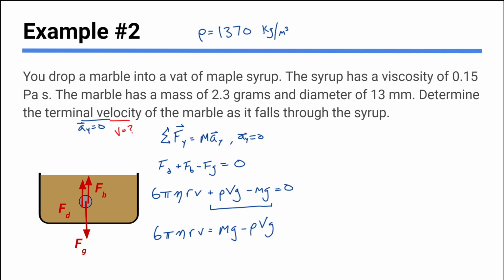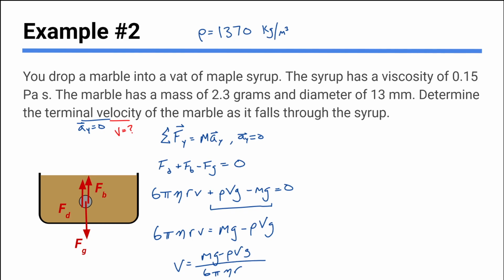And let's be good physics students and do all of our algebra at first. So we want to divide both sides by everything but the v. So I want to divide by 6 pi eta r. All right, so the terminal speed of this thing is (mg minus rho Vg) over 6 pi eta r. Oh boy, fun. Okay, but that's it.